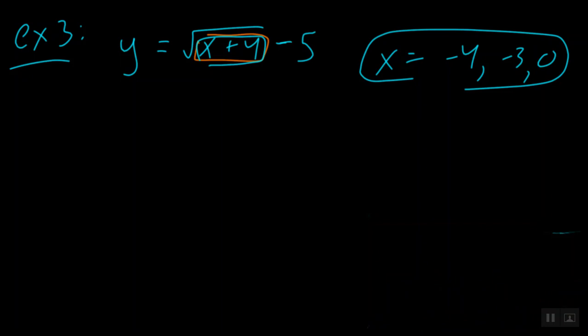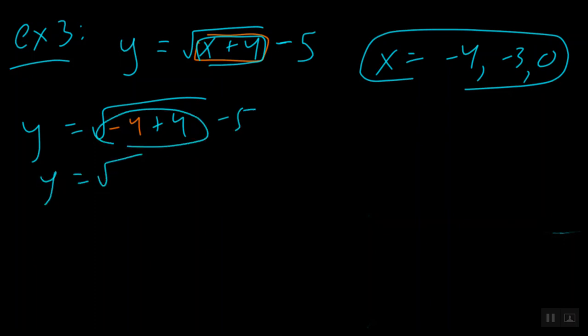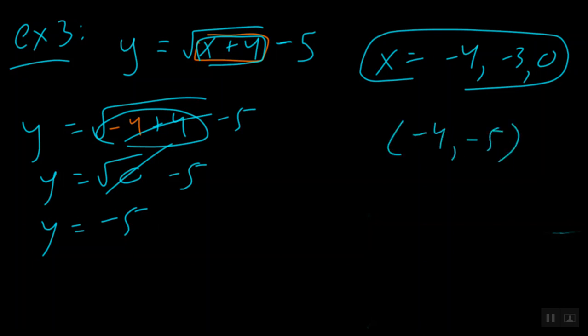Okay, so let's see what happens. I can say y is equal to the square root of my first x value, negative 4, plus 4, minus 5. Well, this is equal to the square root of 0 minus 5. And remember, the square root of 0 is just 0, so y is equal to negative 5. So I know I have one point at (-4, -5).